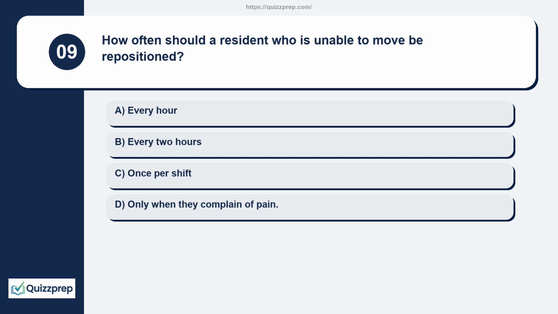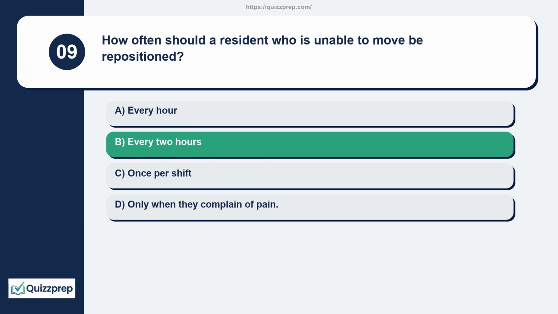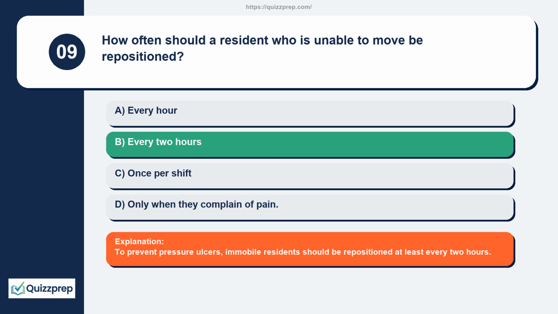Question 9. How often should a resident who is unable to move be repositioned? Every hour, every 2 hours, once per shift, only when they complain of pain. To prevent pressure ulcers, immobile residents should be repositioned at least every 2 hours.